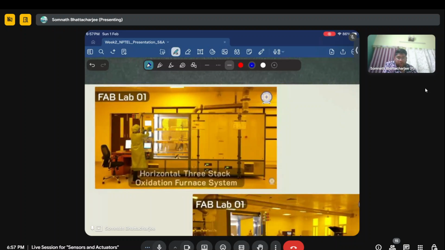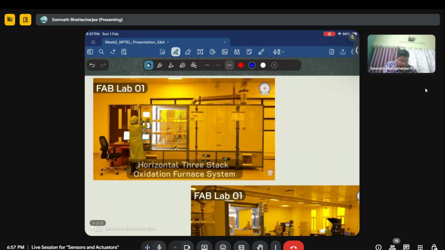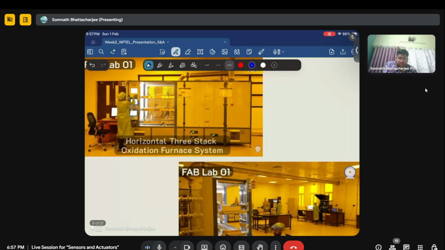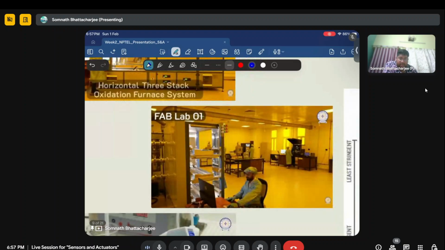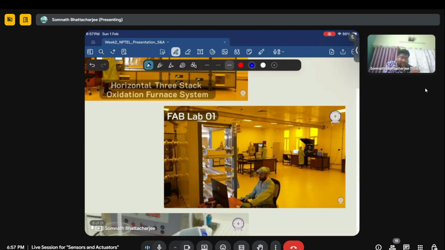So this is the basic standard of clean rooms, and here you can see our clean room in IIT Jodhpur, where I work. This is the fabrication lab, known as the AIoT facility, and this is the horizontal three stack oxidation furnace system. Everyone is wearing a gown. This is not an entirely clean room, not a very highly graded one, but everything is kept clean. Everyone is wearing gowns, nitrile gloves, and caps.